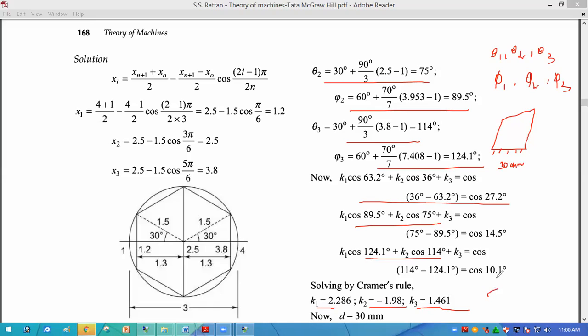If none of the lengths is given, we have to assume any one length. In the previous problem we assumed d equal to 1 unit, but in this problem the length of the fixed link is given as 30 mm. So by fixing the d value, you can find out the a, b, and c values.